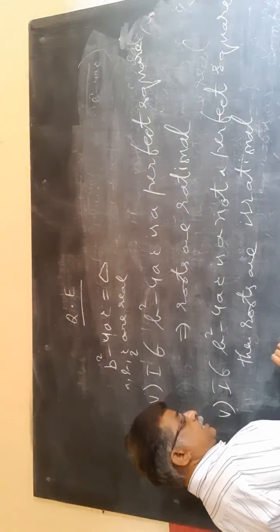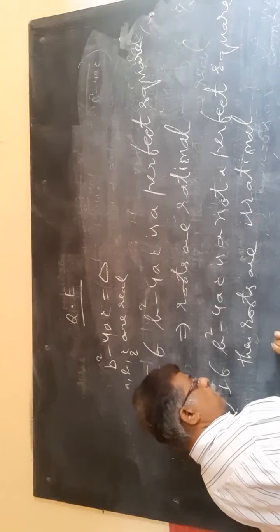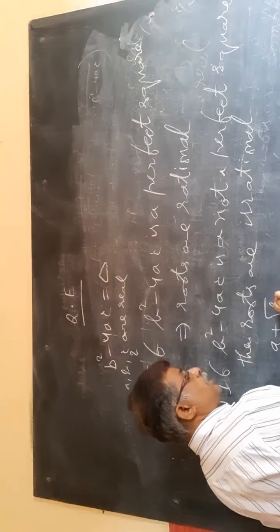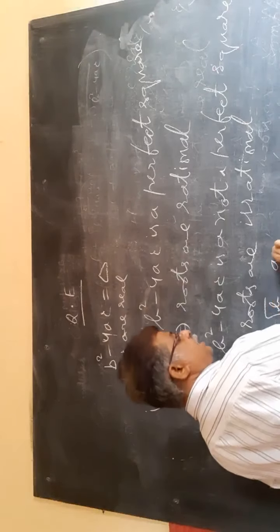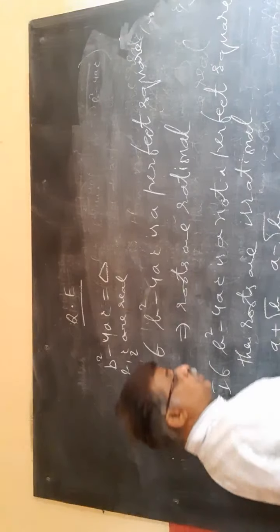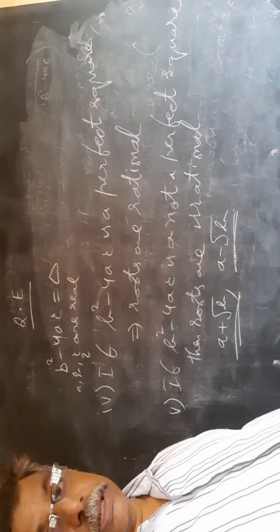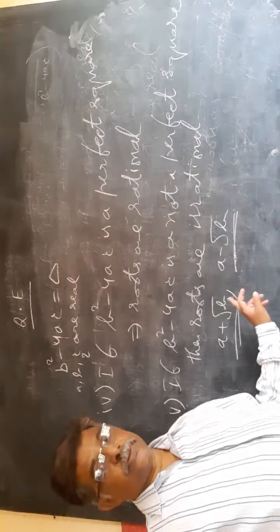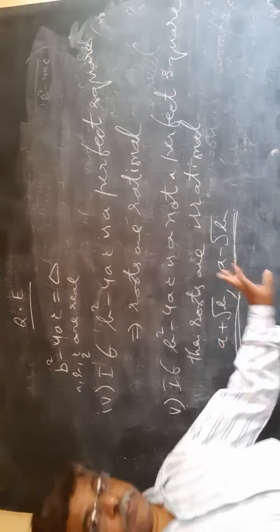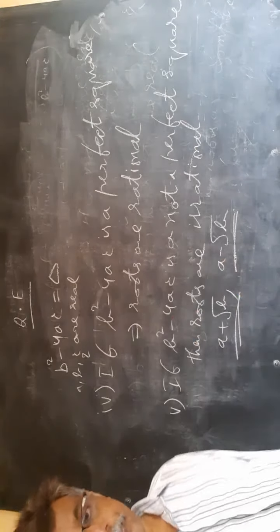Surds, S-U-R-D-S, conjugate surds. If a plus root b is one root, then a minus root b is another root. These two are called conjugate surds.